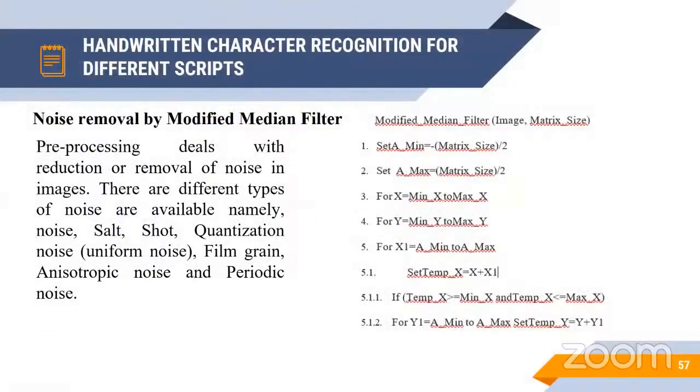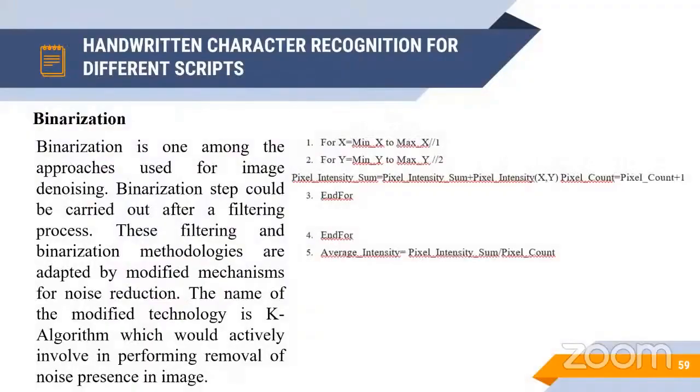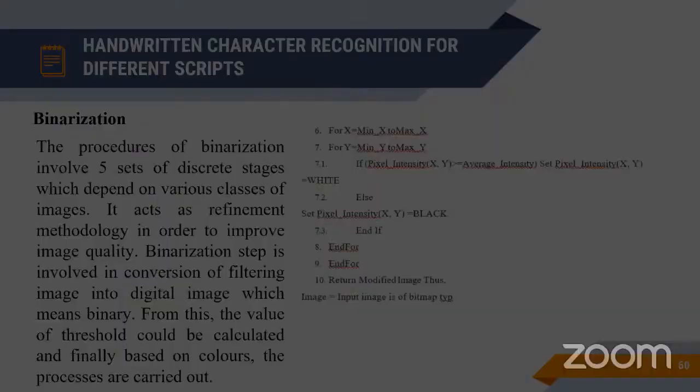With noise removal, I have used a median filter, in that the set A max and the matrix size is divided by 2. So if both the mean and the max size are more than the median, the median filter is used for the modification. With the binarization, again, it has two values, either 0 or 1. The 0 is for black and the 1 is for white.